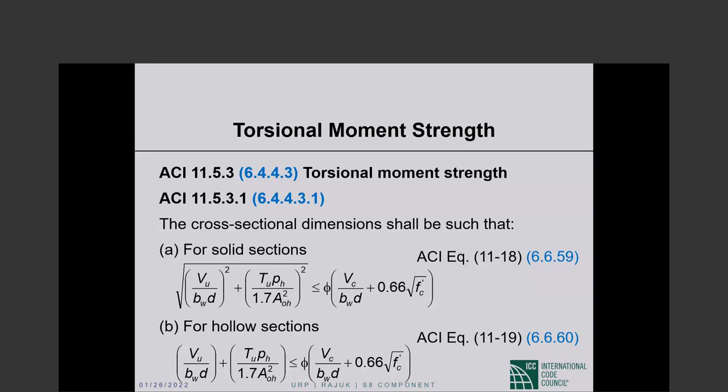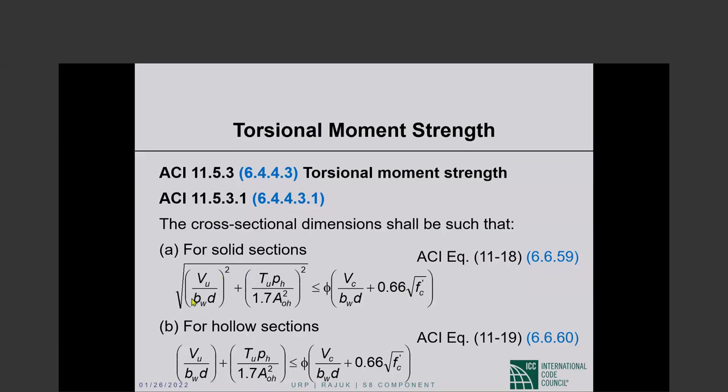So the cross-sectional dimensions shall be such that for solid sections, the shear stress squared plus the torsional stress squared. This term is T sub u P sub h divided by 1.7 A sub 0 h squared. Now the P sub h and A sub 0 h will be better if I talk about it in just a minute. Well, it needs to be exactly defined.